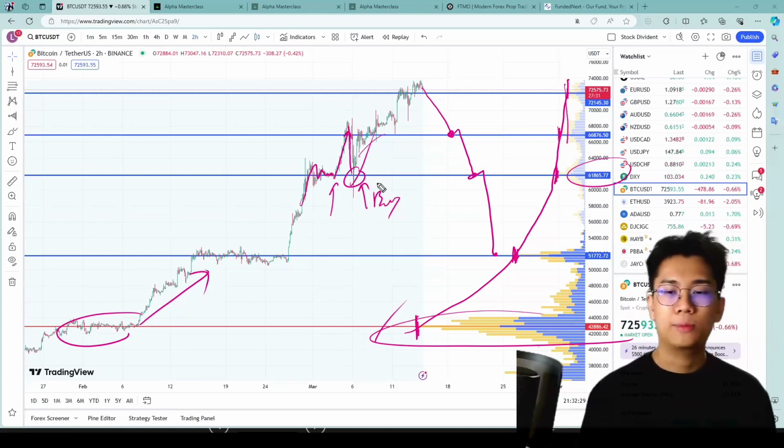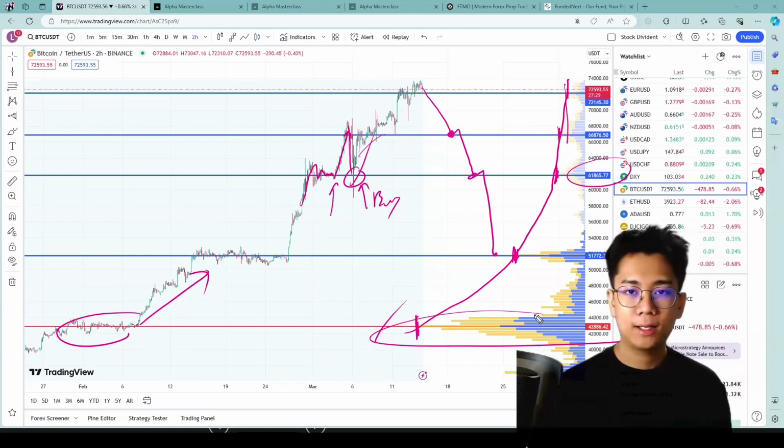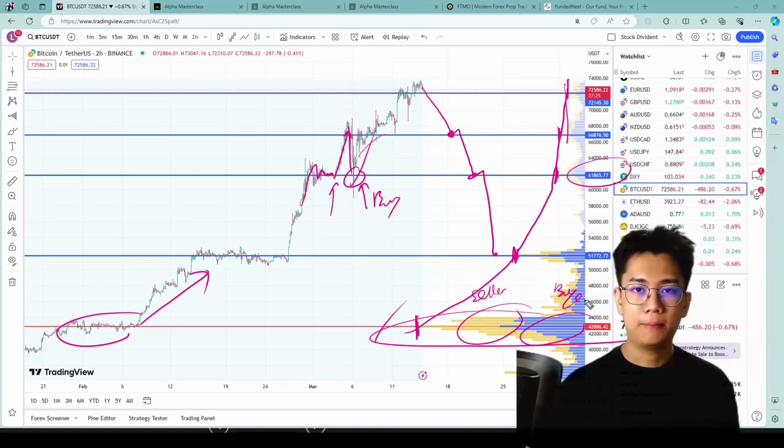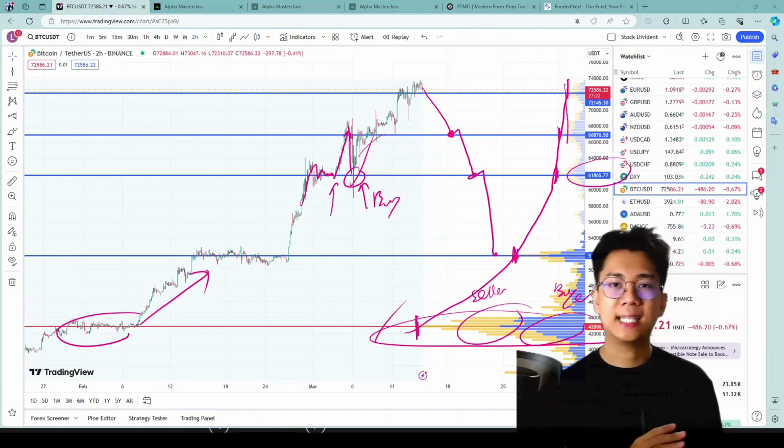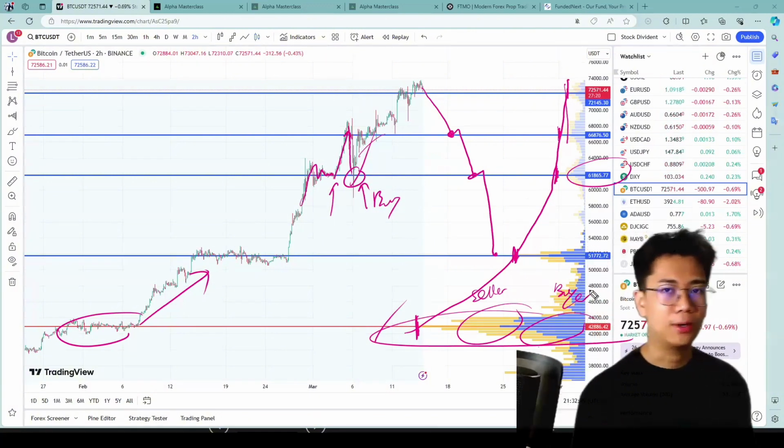What is the meaning of yellow and the blue peak? Yellow stands for seller, blue stands for buyer. But buyer and seller are exactly almost the same. So you can just ignore this.